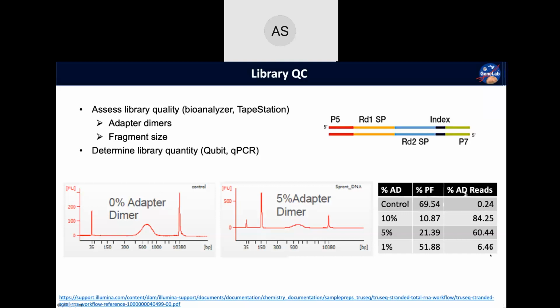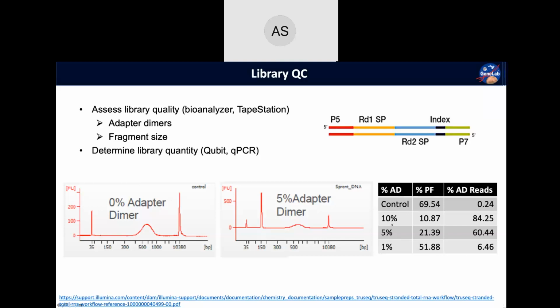Now, if we have as little as 1% adapter dimer, it will now take up over 6% of the reads, which is not ideal, but still not too bad. But now if you just go up to 5%, so if you only have 5% of adapter dimer in your library, that will now take up 60% of your reads. So with just a 5% adapter dimer contamination, you are throwing away 60% of your sequences. So that is how important cleaning up these adapter dimers is.